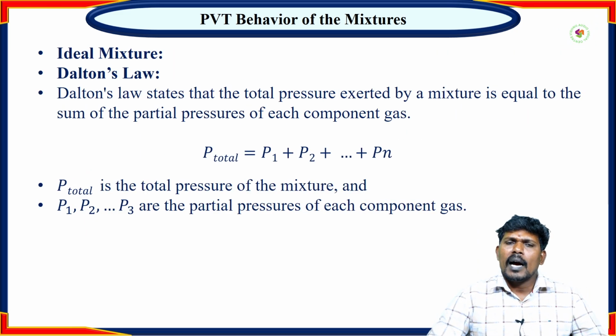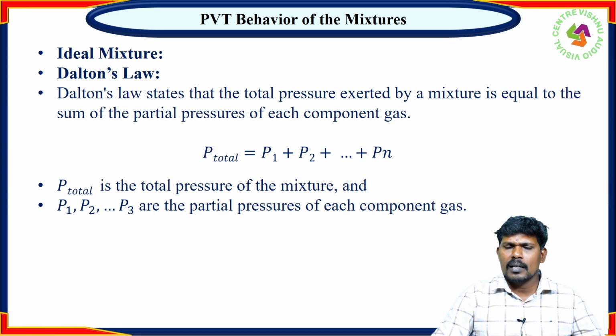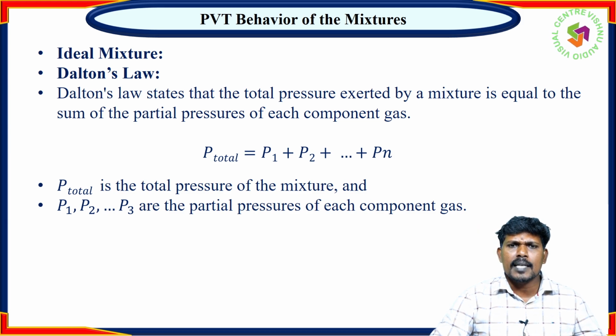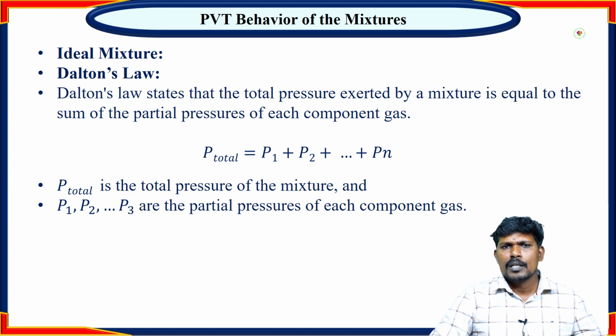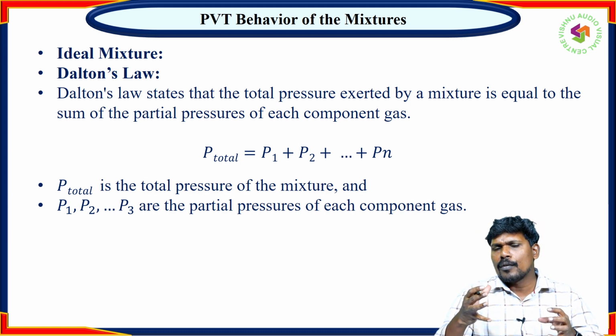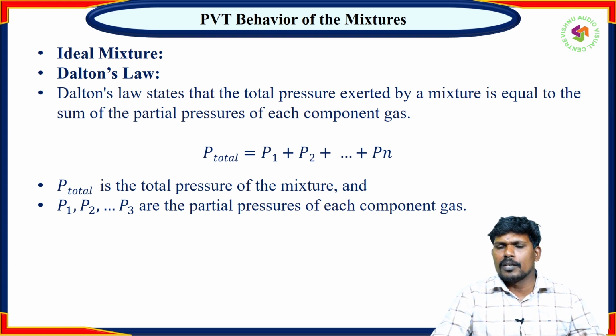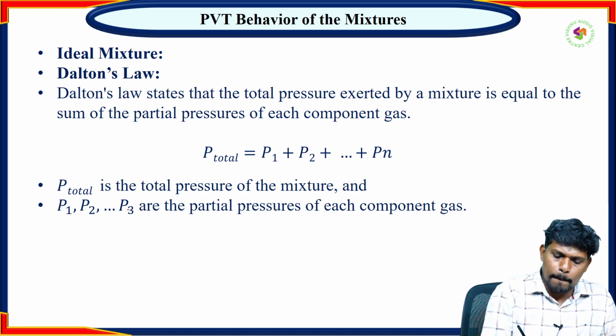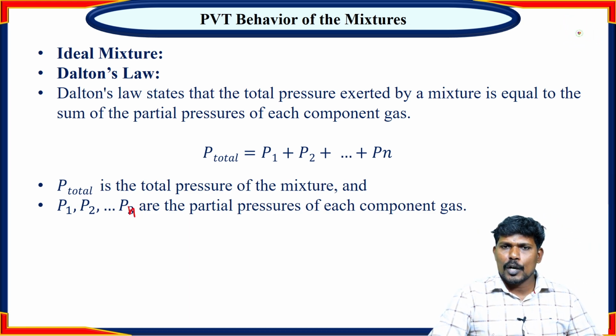So for ideal mixtures, the PVT behavior is explained by Dalton's law. Dalton's law states that the total pressure exerted by a mixture is equal to the sum of the partial pressures of each component of gas. So the total pressure is equal to the individual pressures of the constituents in the mixture. The expression is P total is equal to P1 plus P2 plus so on to Pn. Here P total is the total pressure of the mixture, and P1, P2, so on to Pn are the partial pressures of each component.